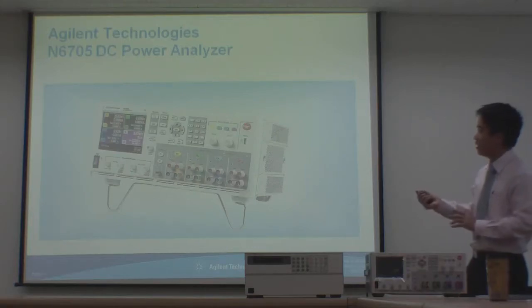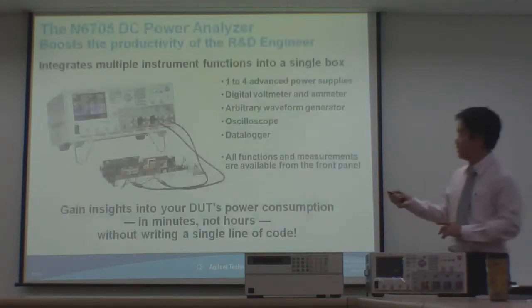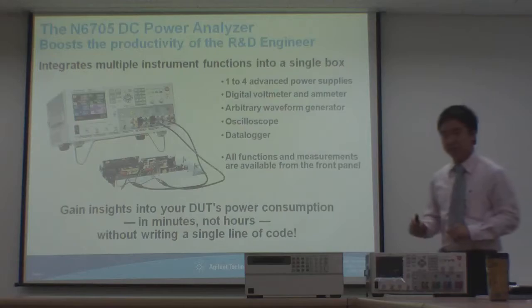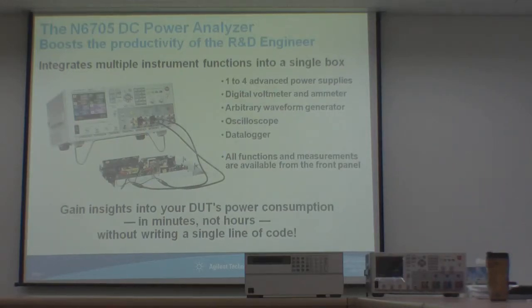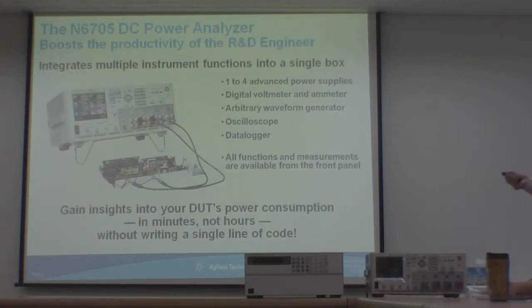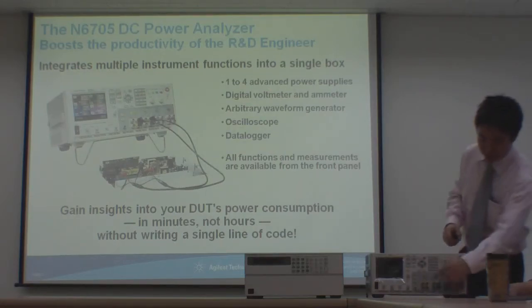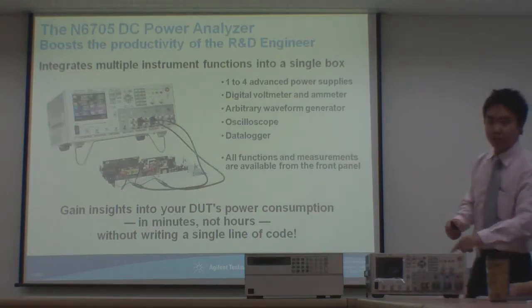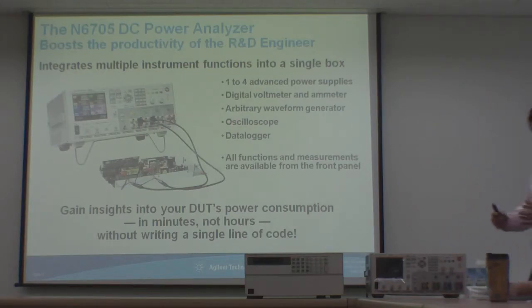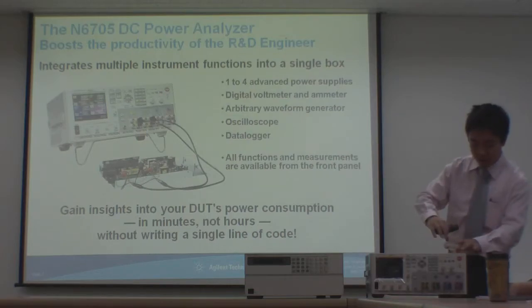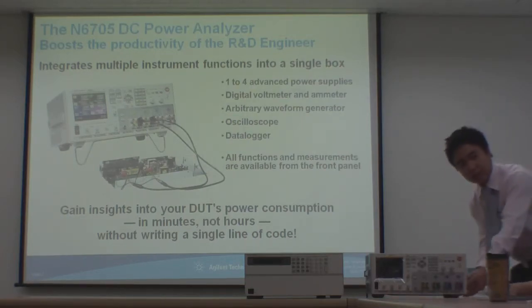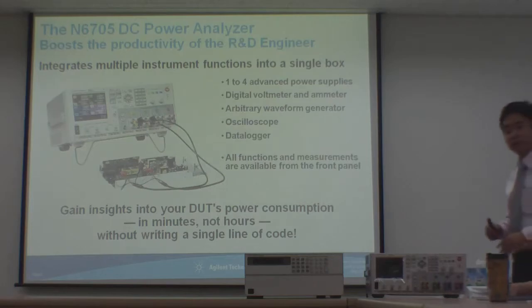So as you can see, this is our DC Power Analyzer. And in general, this is a little overview of what this Power Analyzer can do. First and foremost, it's a 1 to 4 channel advanced power supply. On the box, you can see 1, 2, 3, 4, so it's a 4-channel power supply. And if you look inside the box, you can see channel 1, channel 2 is up here, channel 3, channel 4 is down there at the bottom.